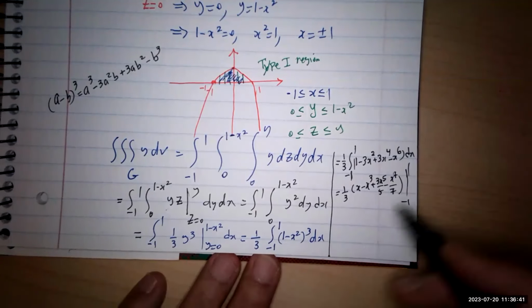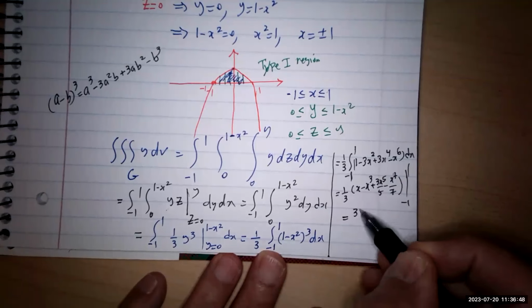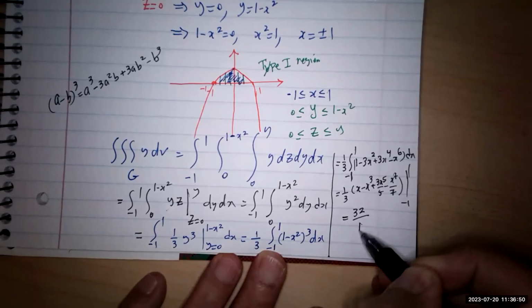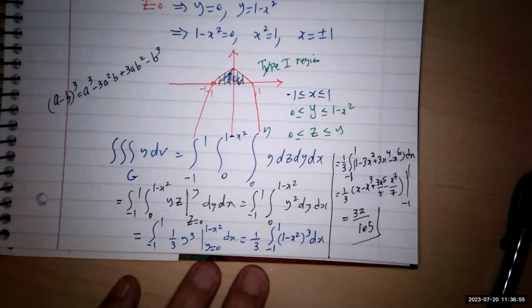That's it. It's going to be an odd function. If you substitute 1, it would be enough, and you multiply by 2. So the final answer, I just give you, check it for yourself: 32 over 105 is going to be the final answer.